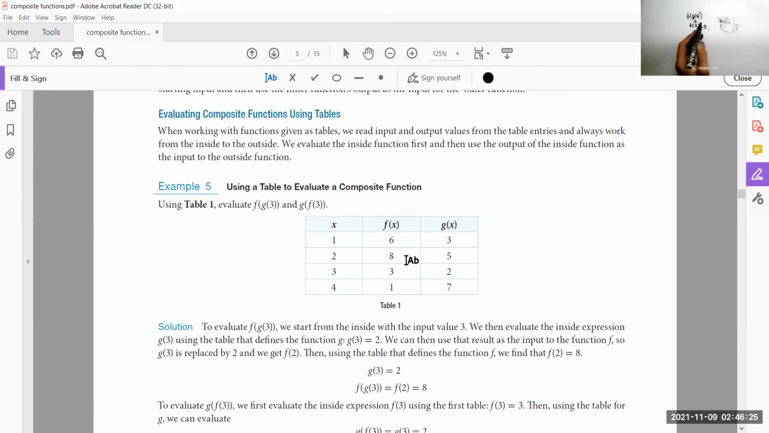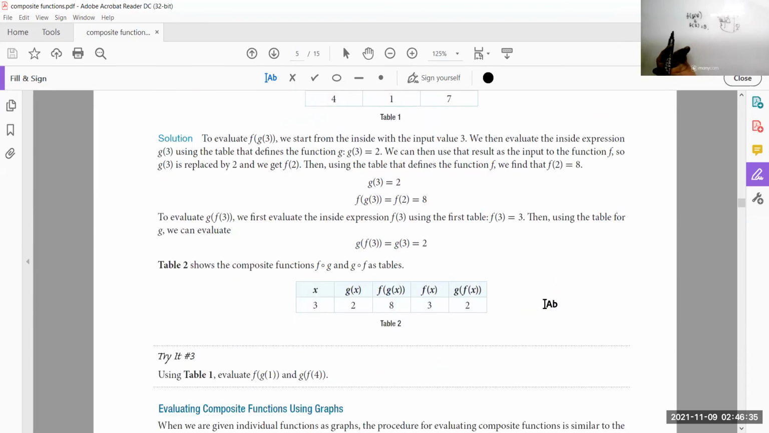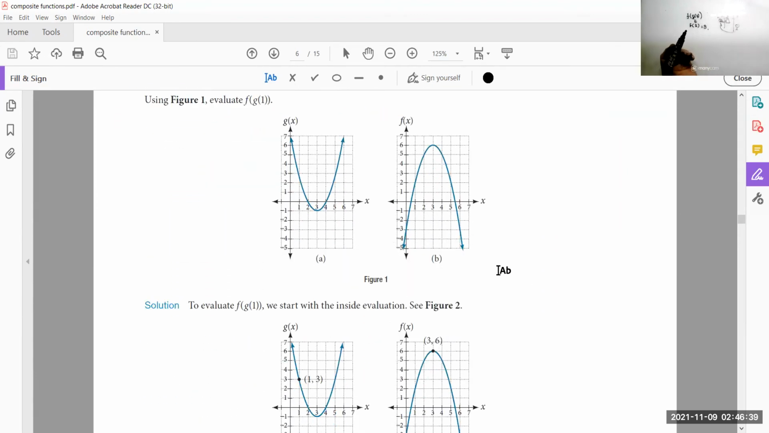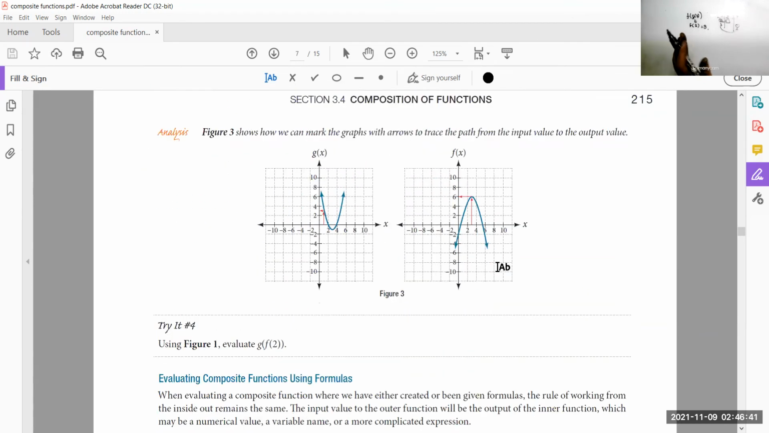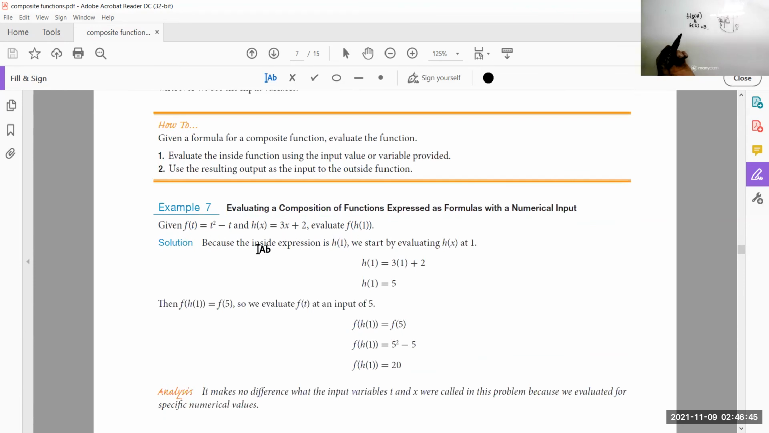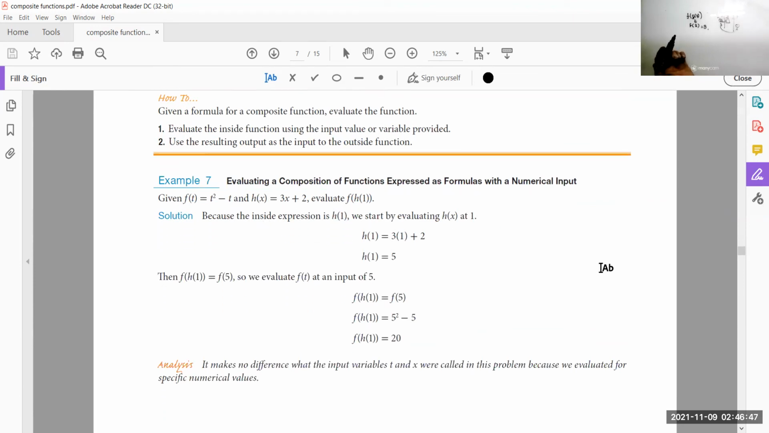I hope you saw the doodling that I did on the right. I believe you can swap the screens if you want to. So anyway, you have several examples here in this document. You can check it out. You can also use the graph. I'm not going to the graph. And right here, evaluating using the functions.